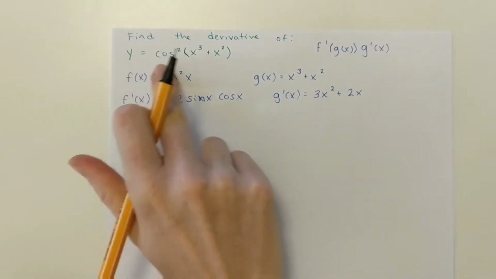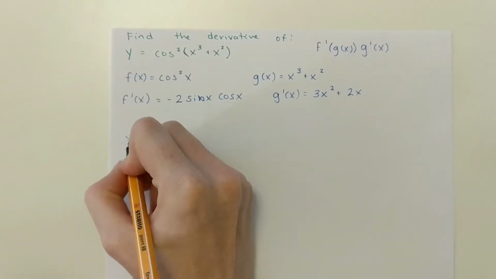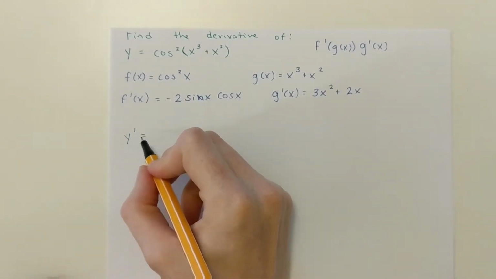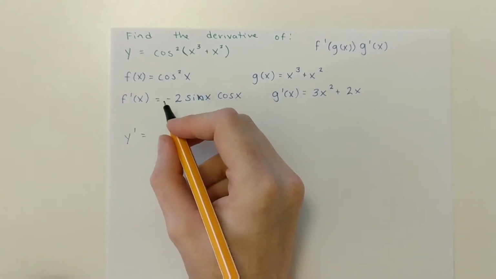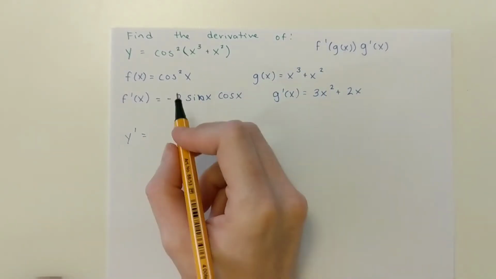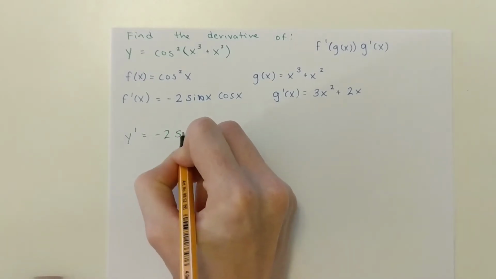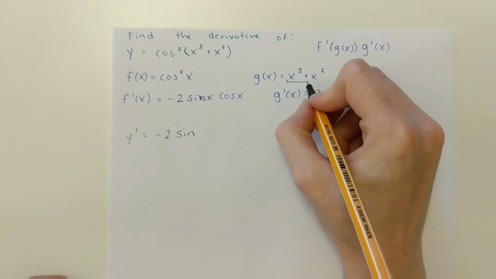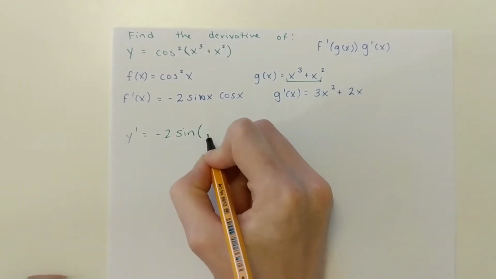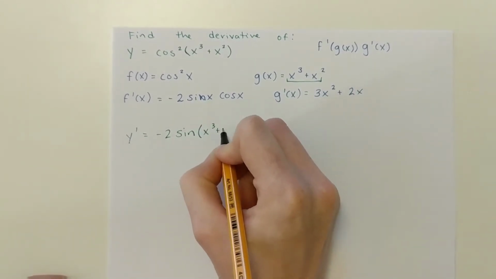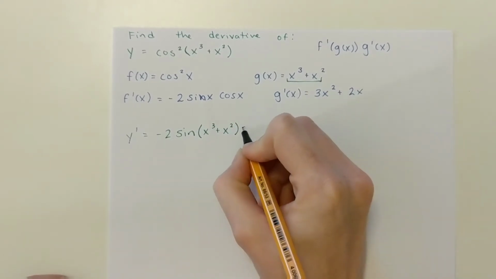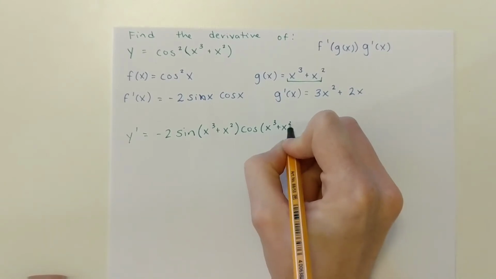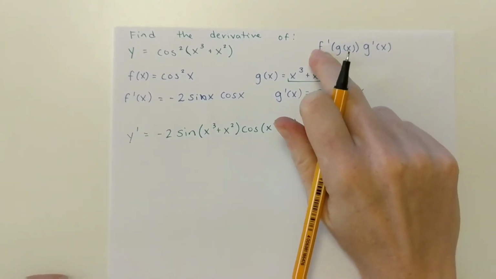So the derivative of this equation, we'll represent it by y prime, y with the 1 right here. For the derivative of y, we're going to start by finding just the derivative of f. So it's -2 sine, and where we see this x, we're going to plug in g of x. So -2 sine x cubed plus x squared, cosine, and again we're plugging in x cubed plus x squared, plugging that g of x in for the derivative of f.